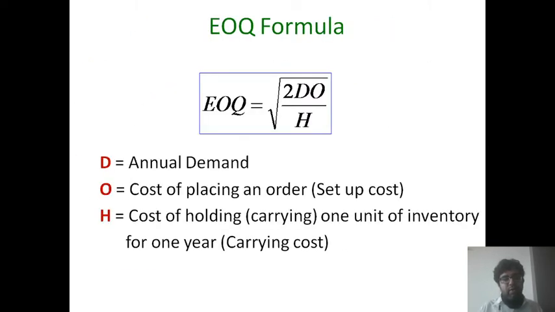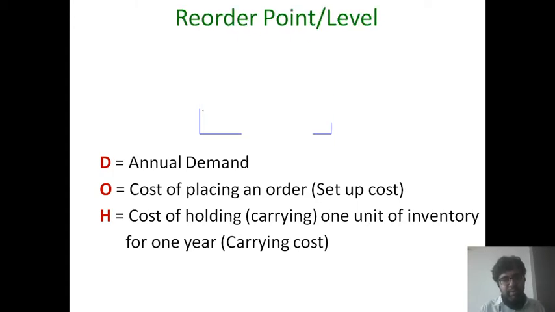This is the basic formula, under root 2 into D O upon H. We will see the initials. D stands for annual demand, O stands for ordering cost, H stands for holding cost. So this is a basic and small formula that we have to remember.